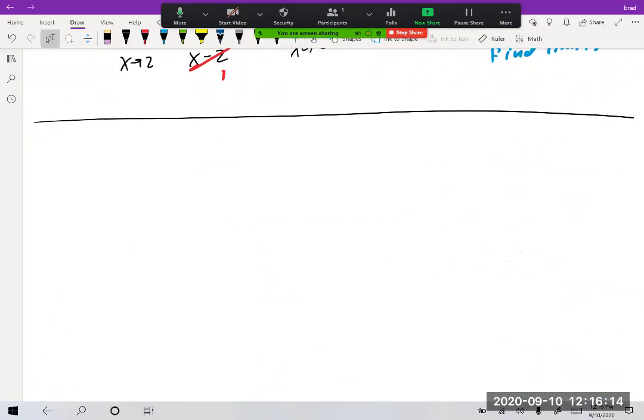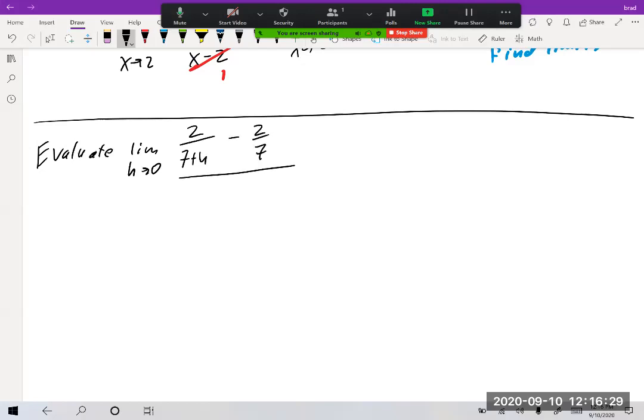So let's say we have, evaluate the limit as h approaches 0 of 2 over 7 plus h minus 2 over 7, all over h. So once again, I encourage you guys, whenever you're being asked to do limits, try to plug the limit in and see what you get. In this case, if I plug the limit in, I end up getting, once again, 0 over 0, which we cannot currently do. We don't have the tools to deal with 0 over 0.